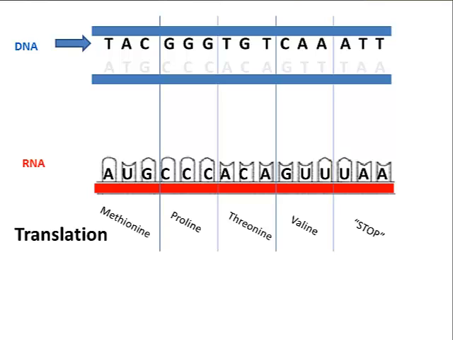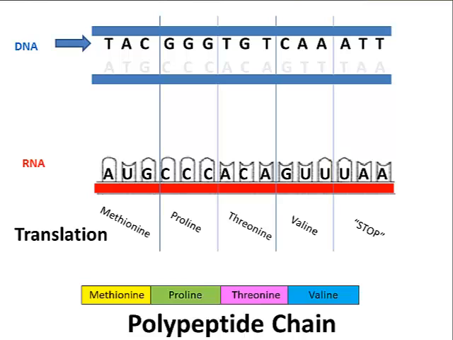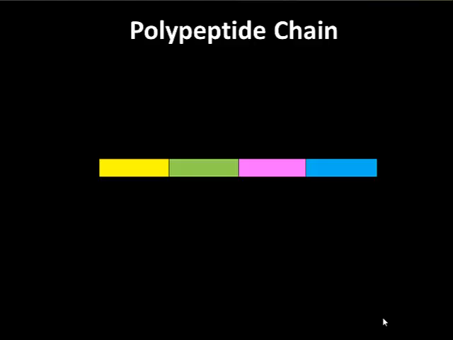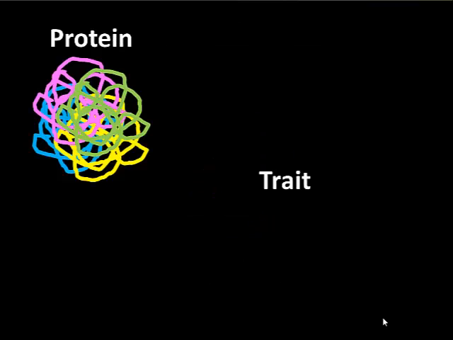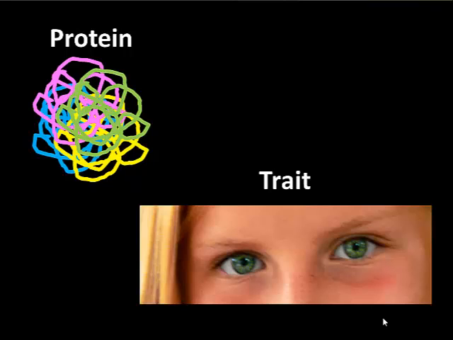And UAA is a stop codon. No amino acids here. So if we put those particular amino acids into a sequence, methionine, proline, threonine, valine, we have our polypeptide chain. The polypeptide chain can then fold up into the final protein structure, which we then use to determine your traits. For example, maybe this protein would allow you to have green eyes.